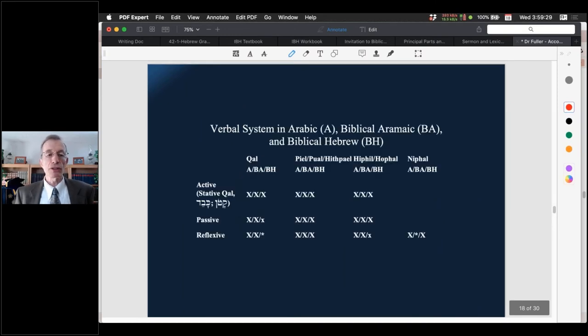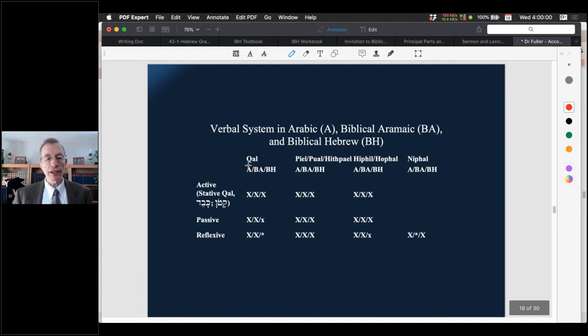So here's the verbal system, and I'm going to do this very quickly, so watch fast here. Notice we have the Qal here, then we have the Piel, Pual, Hithpael. They're the intensives. Then we have the Hifil and the Hofal. They're the causatives. And then the Nifal is a reflexive slash passive, okay? Notice the way I have this set up: A, B, A, B, H. And then underneath you can see there are small X's, and then asterisks, okay?